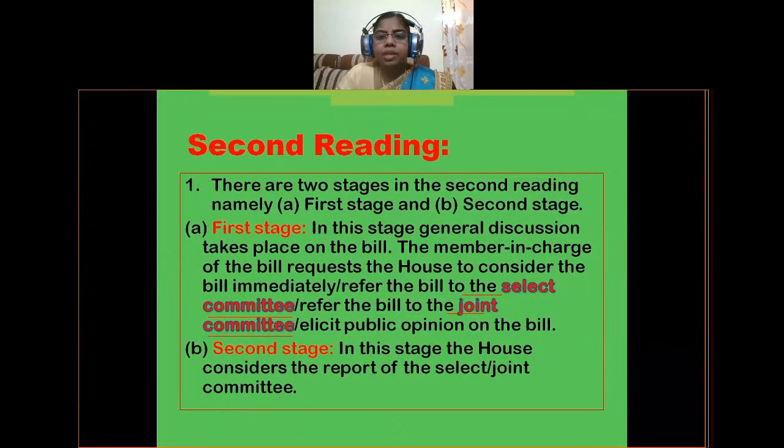So there are four options: either to consider the bill immediately, or refer the bill to the select committee, or refer the bill to the joint committee, or elicit public opinion on the bill. Any one of these will happen after the introduction of the bill. Next, coming to the second stage, the House considers the report of the select or joint committee. In the second stage of the second reading, the committee will submit the report to Parliament, and that committee report will be considered. So that is about the second reading.